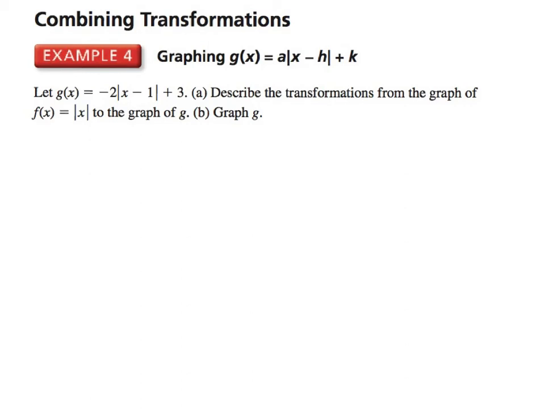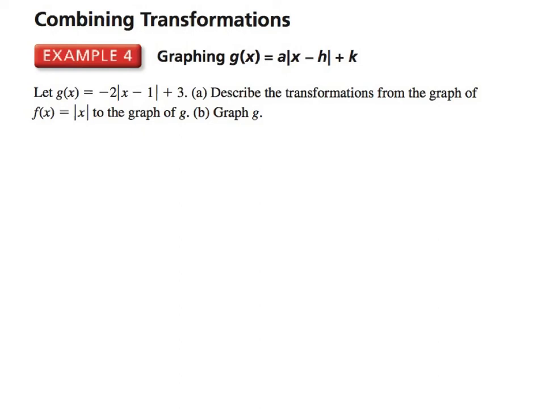And lastly, combining transformations, putting them all together. So h tells you to go right or left. k tells you to go up or down. a tells you it's being shrunk or stretched or reflected. So here we go. Let g be this function. Describe the transformations from the graph of this to this.